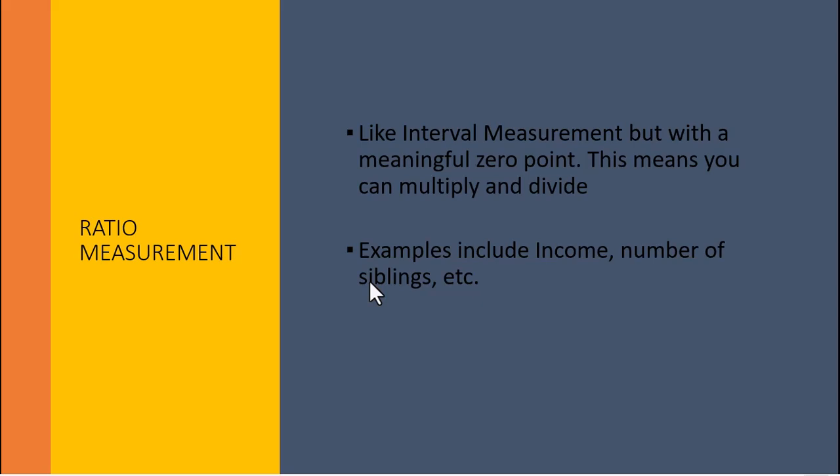So again, we have nominal, which is categories, ordinal, which is categories that can be ranked, interval, categories that can be ranked and added or subtracted, and ratio level measurement, categories that can be ranked, added and subtracted, and multiplied and divided.